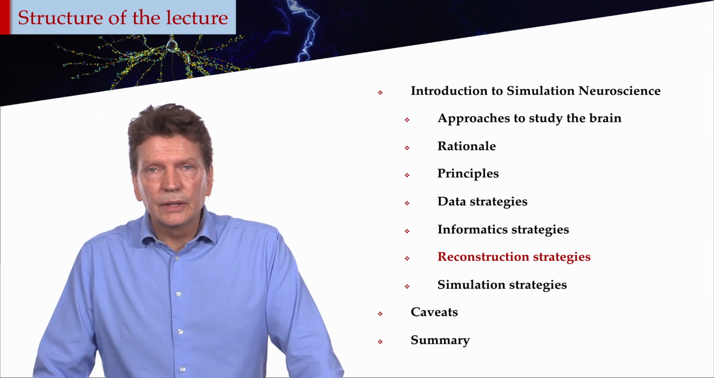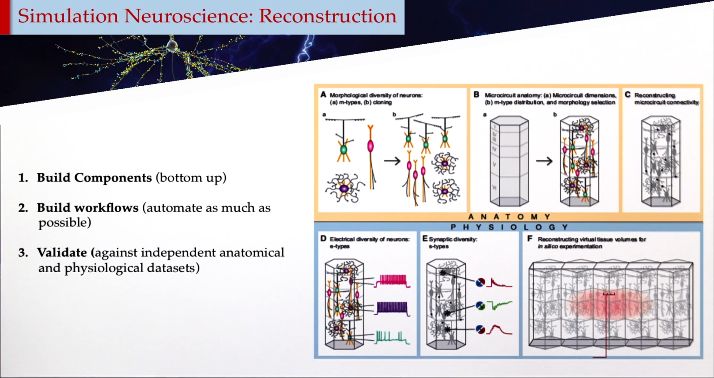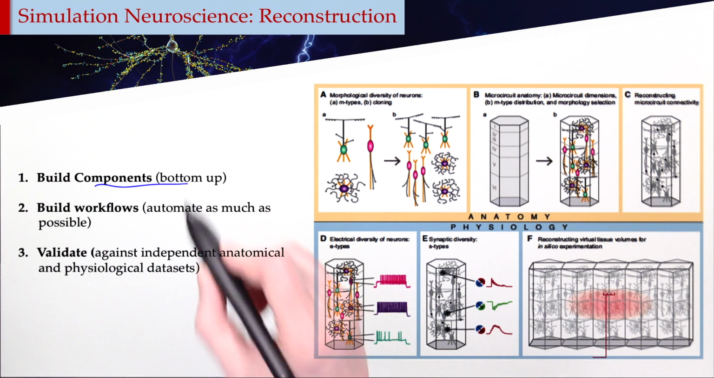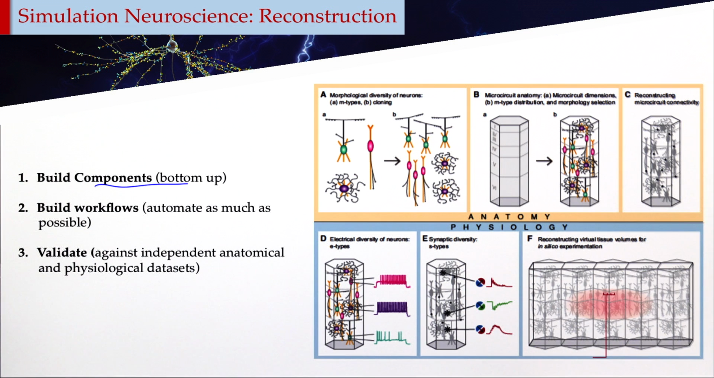So let's now go to reconstruction strategies. In reconstruction, I already mentioned it, you build your components bottom up. So you start with your ion channels, you build your neurons, you build your synapses, you connect your neurons with synapses, and you get circuits. You package them into workflows, and you automate these workflows as much as possible. Because as I said, the most important thing in simulation neuroscience is actually to reconstruct, test, validate, find mistakes, reconstruct again and again and again and again until it becomes a digital copy of the tissue.